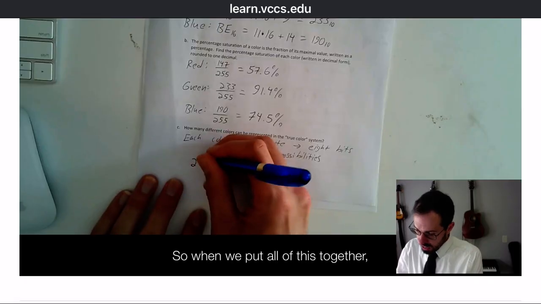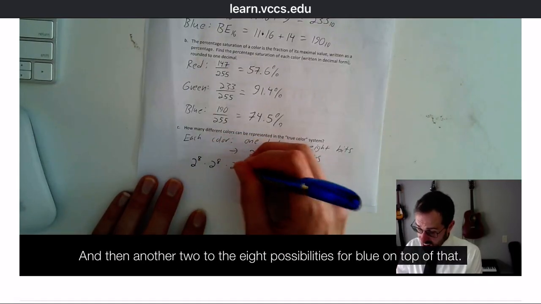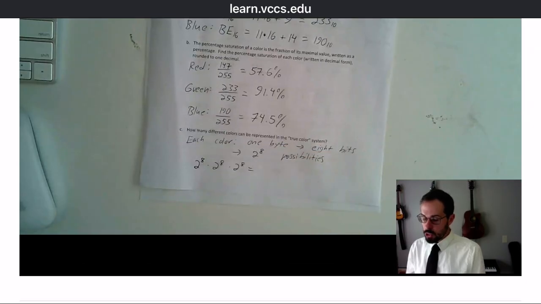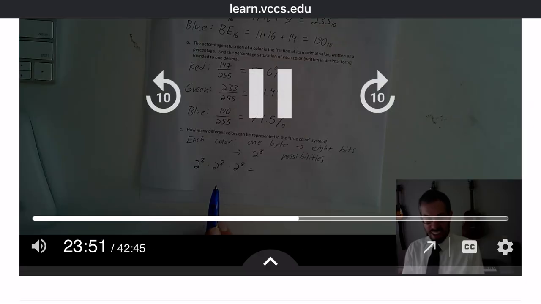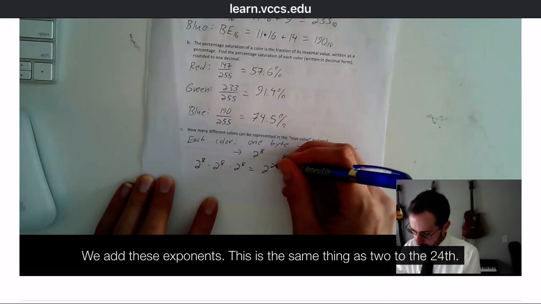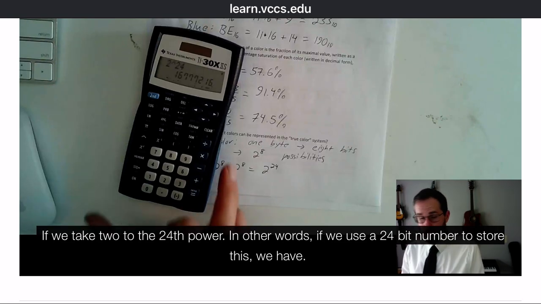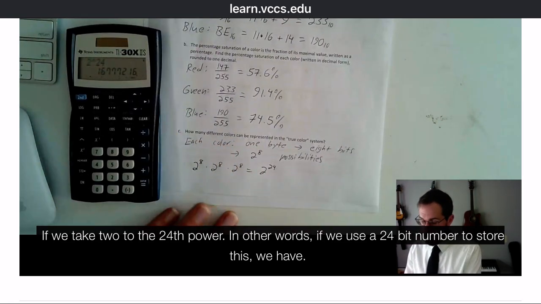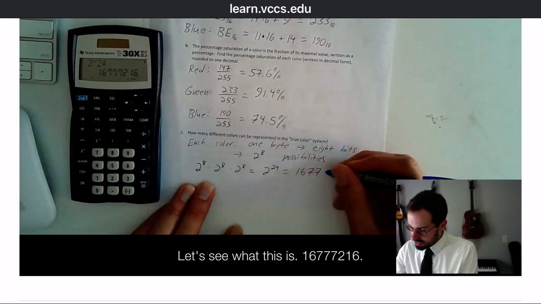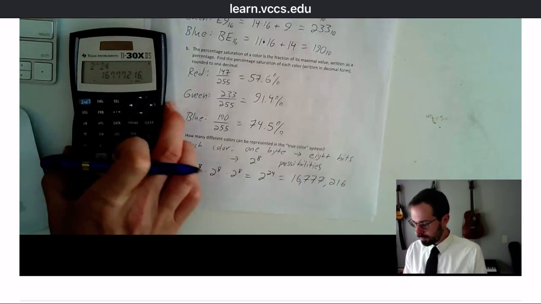So when we put all of this together, we have 2 to the 8th possibilities for red, then 2 to the 8th possibilities for green on top of that, and then another 2 to the 8th possibilities for blue on top of that. So we record this as 2 to the 8th times 2 to the 8th times 2 to the 8th. If we think about our exponent rules, we add these exponents. This is the same thing as 2 to the 24th. If we take 2 to the 24th power, in other words, if we use a 24-bit number to store this, we have 16,777,216. So that is to say, 16 million different possibilities for color.